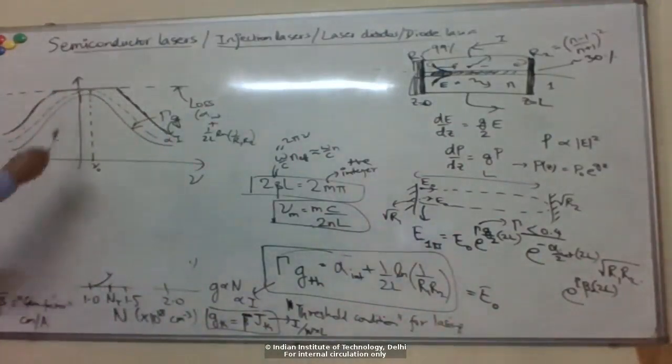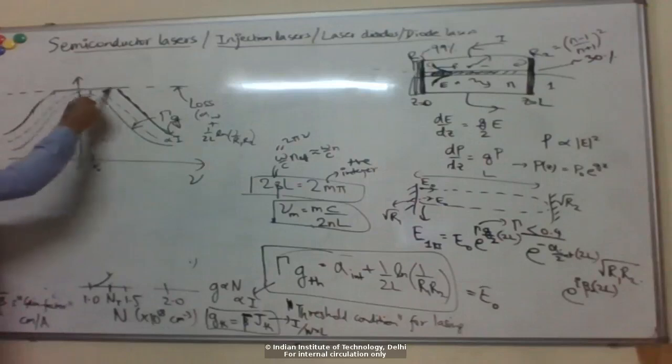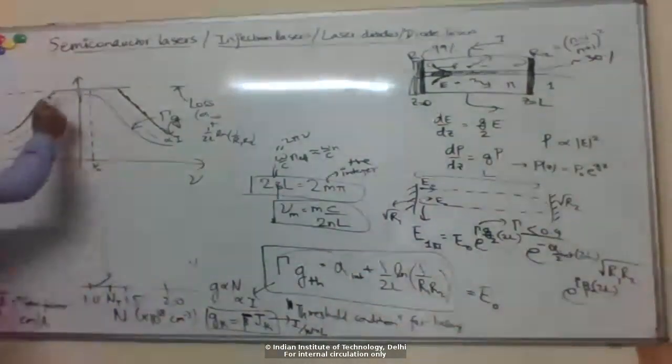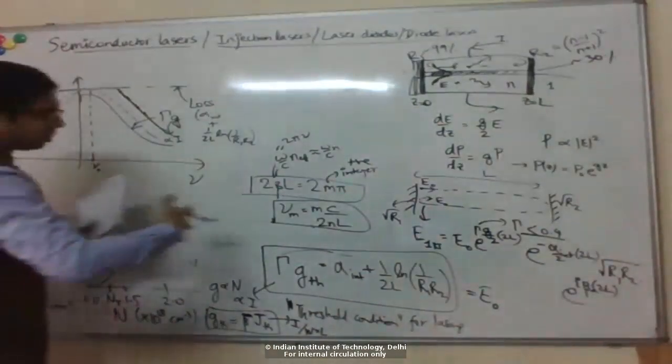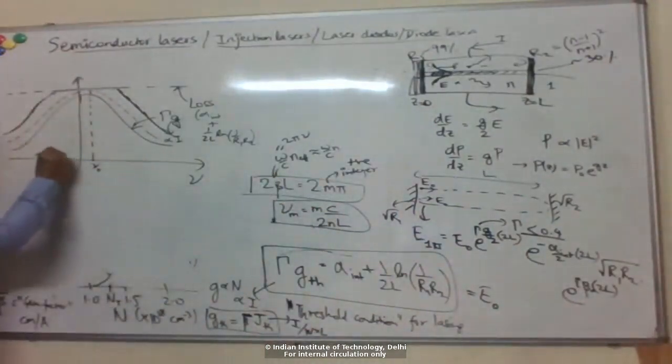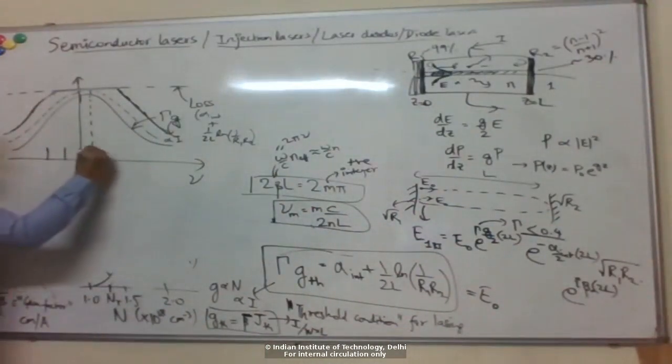Now you can see that for some particular current above the threshold, there's a range of frequencies here for which the gain is equal to the loss. But not all these frequencies will lase. So again, we come back to the phase condition. There will be some discrete set of frequencies here.